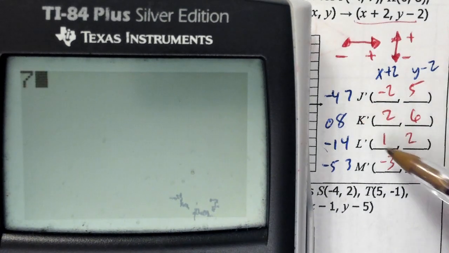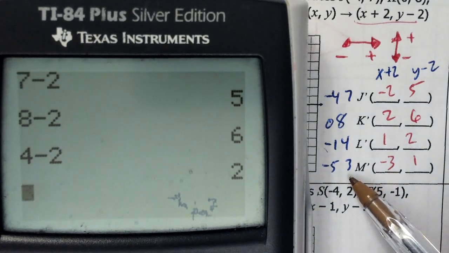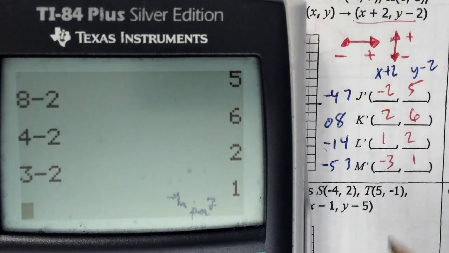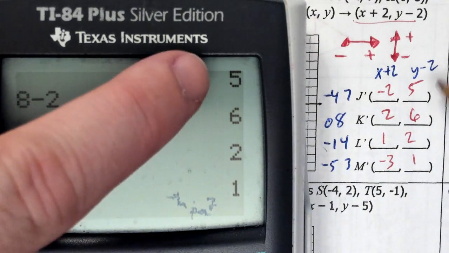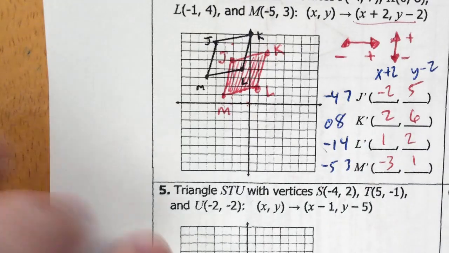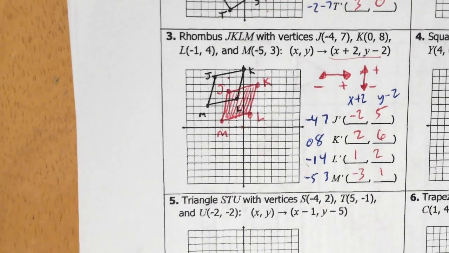All right, that was 7 minus 2, 8 minus 2, 4 minus 2, and 3 minus 2. So I did all of these y's. I subtracted 2 from each one, and that was supposed to be 5, 6, 2, and 1. Yep, everything checks out. So I know for a fact that I got number 3 correct. Okay, and number 5.